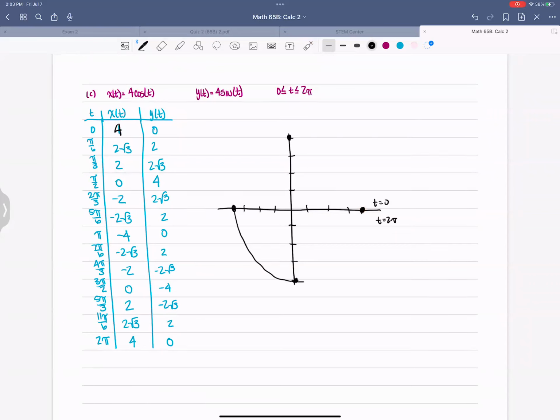This ends up being a circle. And we started here and started moving in this direction. So we could put little arrows going in this direction. And there we go.